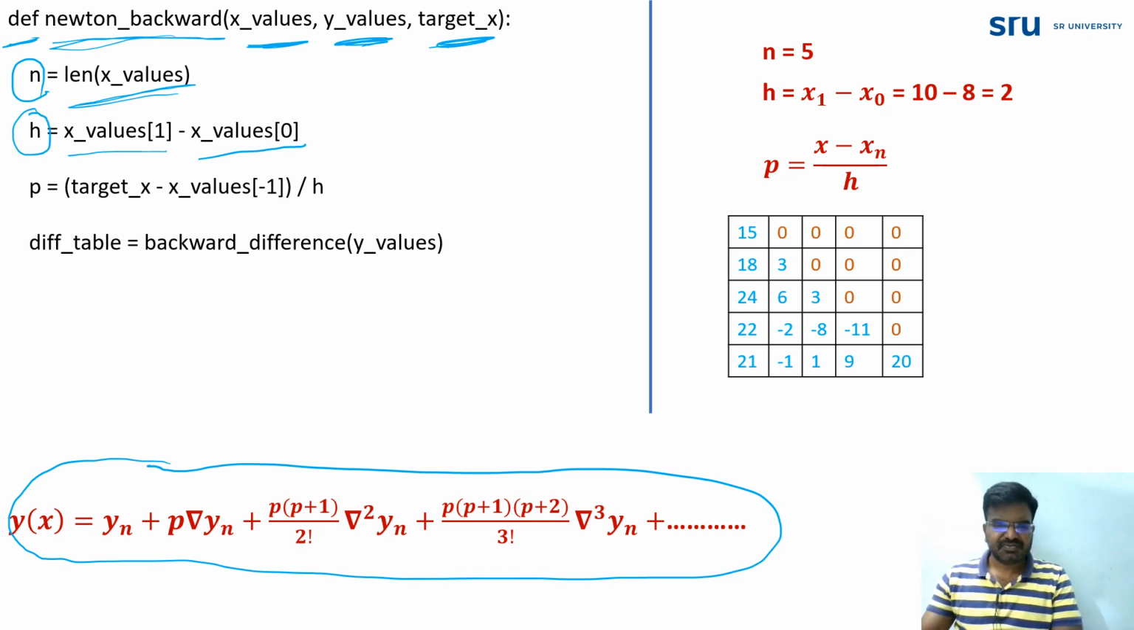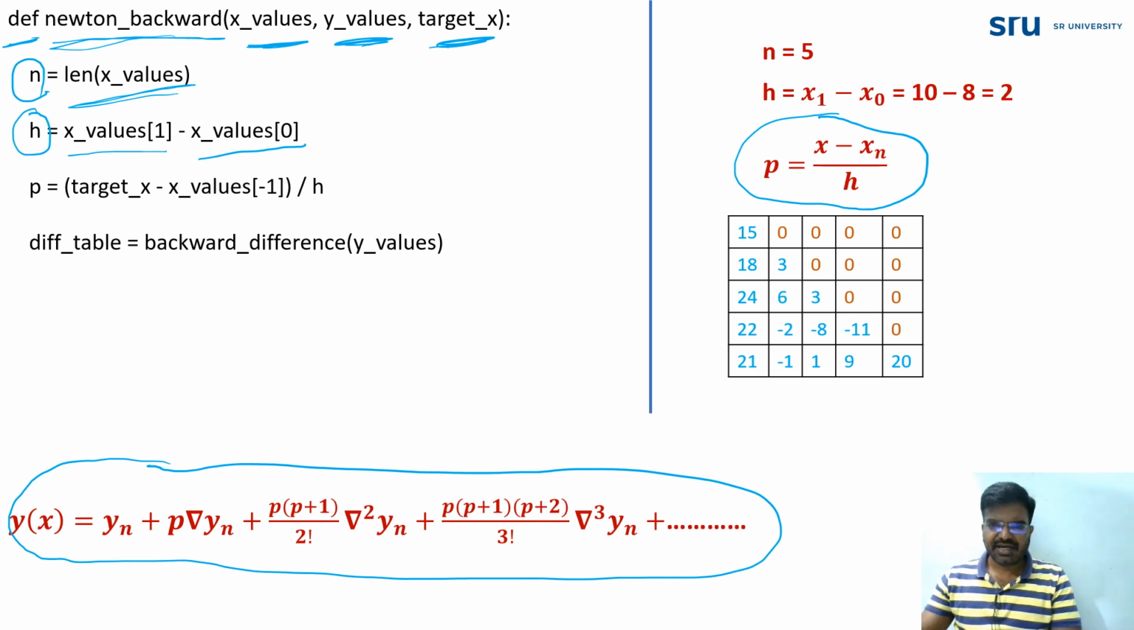Next one is we are finding the value of p. See, in Newton's backward interpolation formula, in every term we can see the variable p. So what is the formula for p here? p equals (x minus xn) by h.